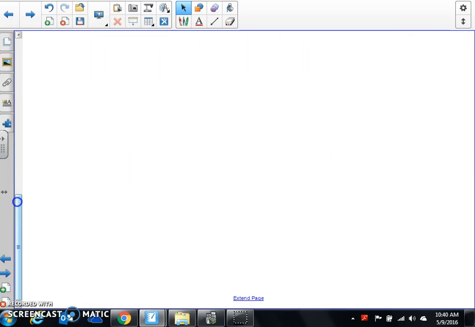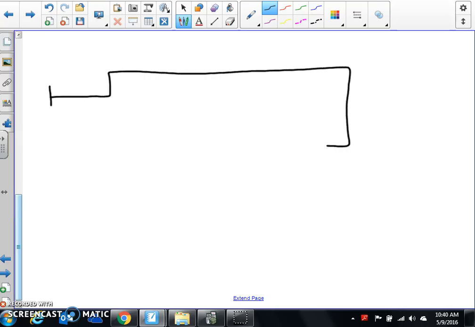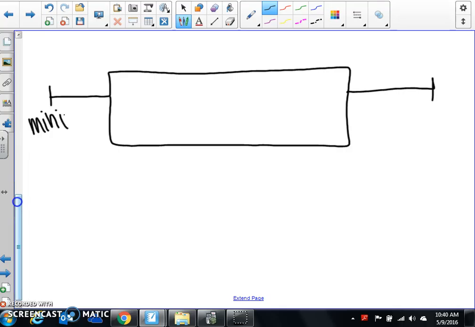Okay. All right, this is what a box and whisker plot looks like. And they all look different. But the basics are the same. This out here is your minimum point. Out here is your maximum. Those are your whiskers, okay? Your minimum point, maximum point. This inside is the box, okay?